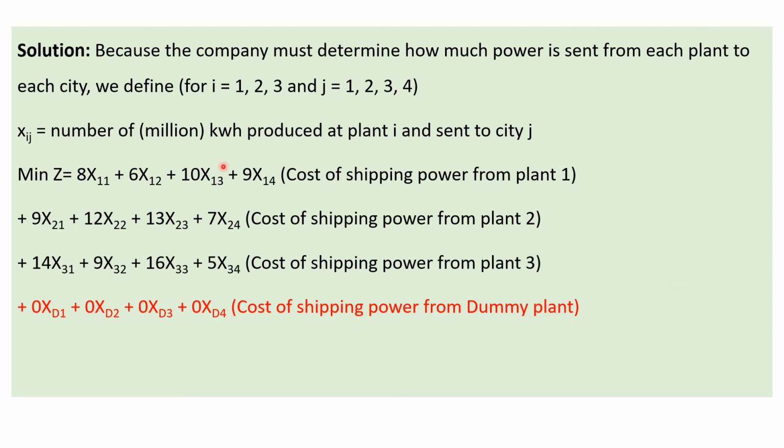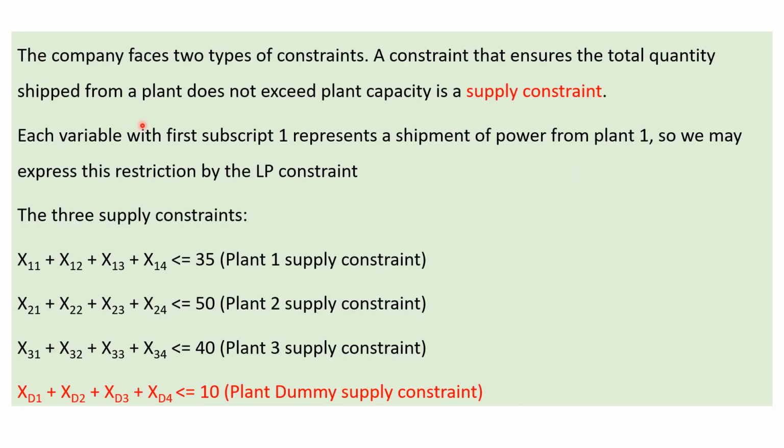After defining the objective function, the next task is to formulate the constraints. Once we establish our objective function, let's move to the constraints. We have two types of constraints, that is the supply constraints, or we can say the plant capacity constraints, and the demand constraints. The supply constraint means each power plant can operate within its capacity. They cannot operate beyond their capacity.